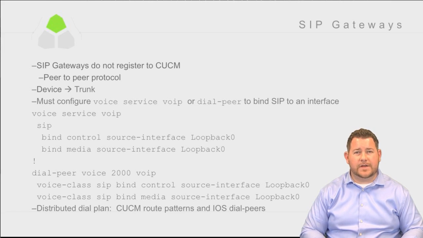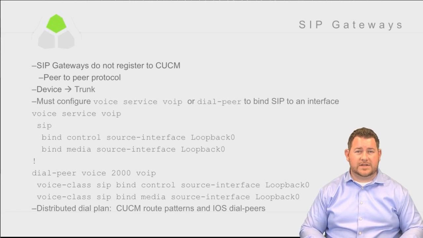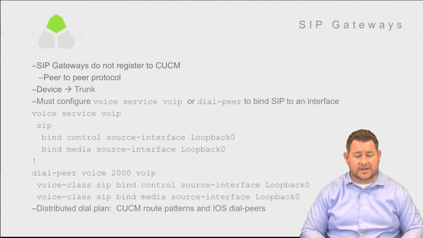We have to configure the voice service, which is the global voice configuration, and/or the dial peer binding commands to make sure that that protocol is going to be running on one of those interfaces. Remember, we talked about this for phone registration as well. We need to have the global voice configuration set up to accept registration requests. And the same thing here: if a SIP request is coming into the router, we want it to use this address, or if a request is going out of the router, we want it to use this address.